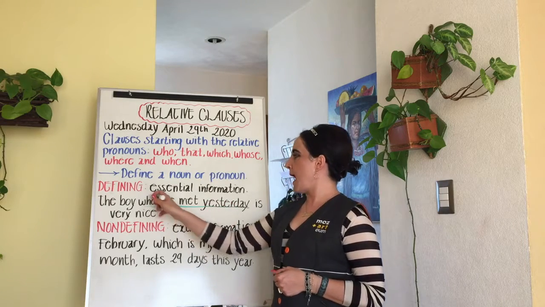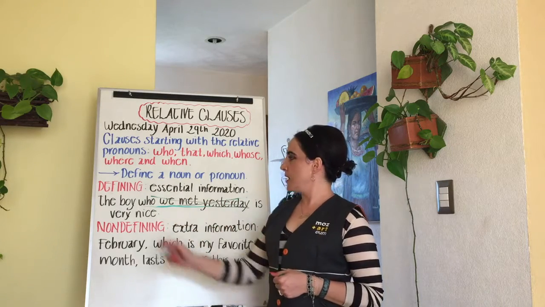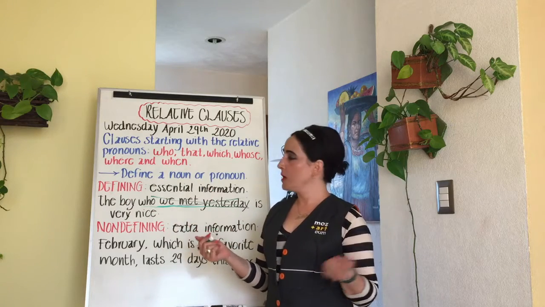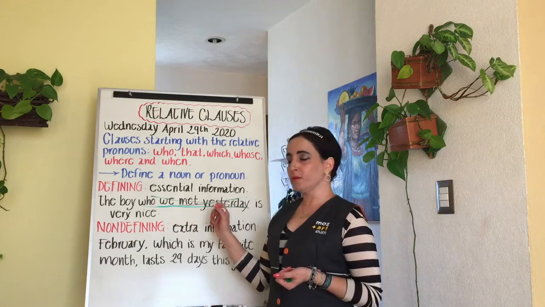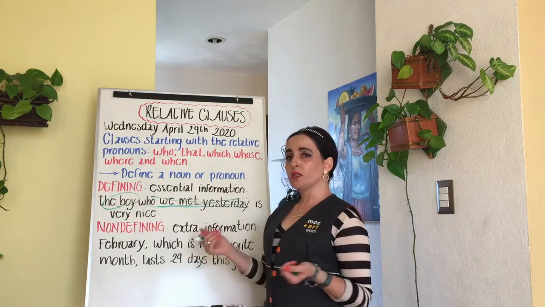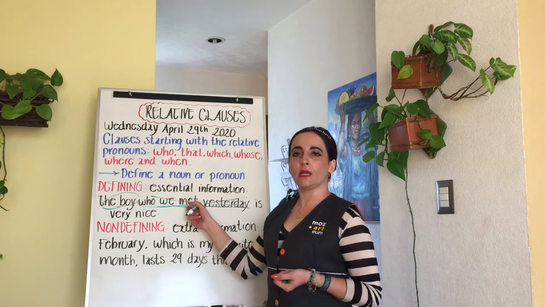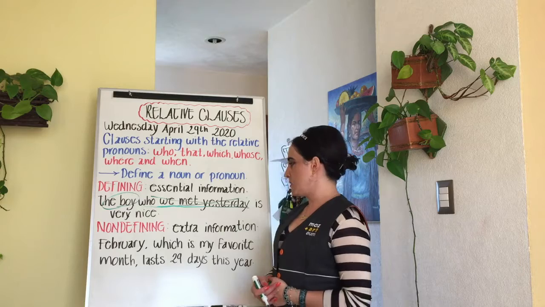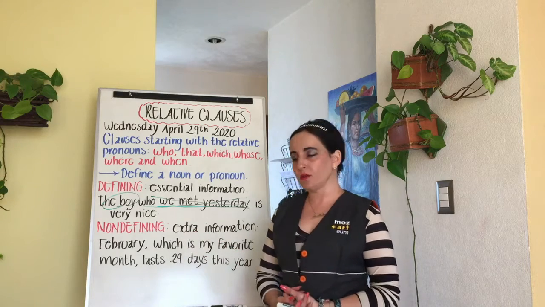If I take out this part and say "the boy is very nice," I don't know who I'm talking about. But if I add this information, I'm defining this noun. Which boy? The one that we met yesterday. Okay? And the non-defining relative clause is the one that gives you extra information.